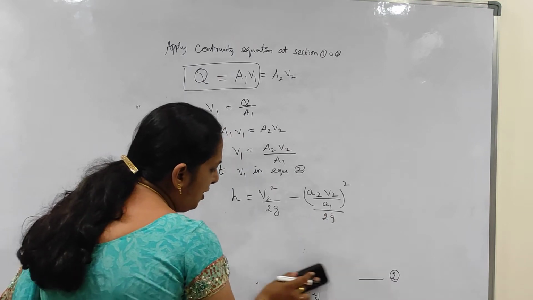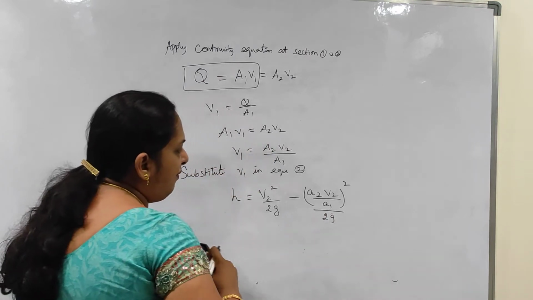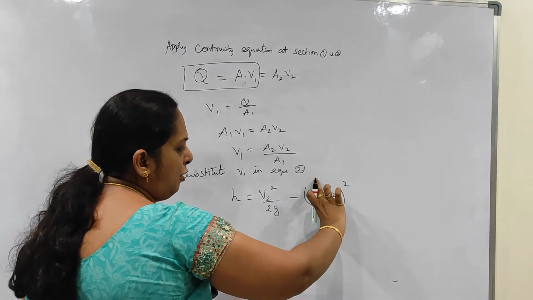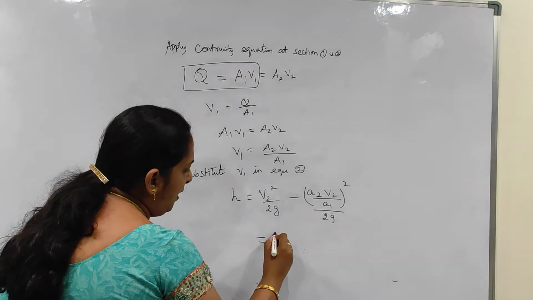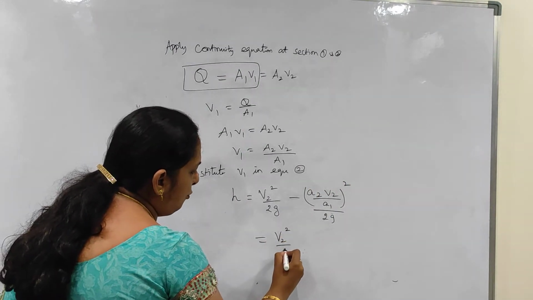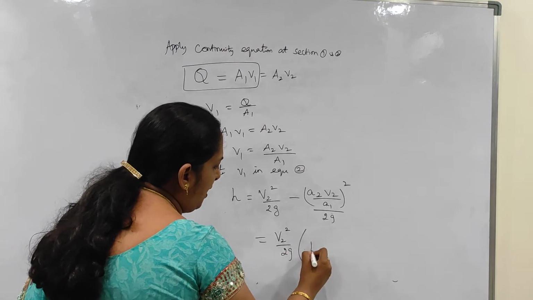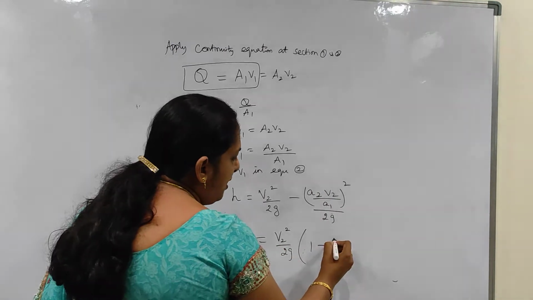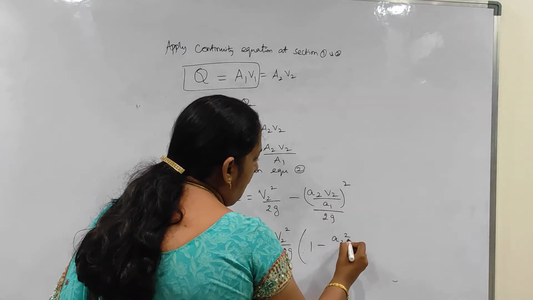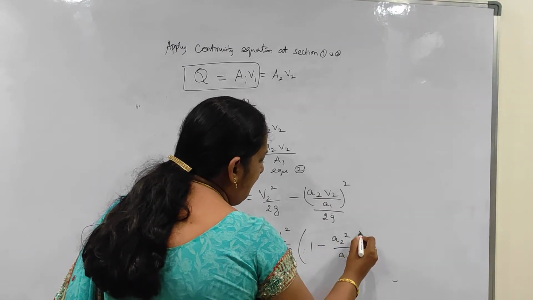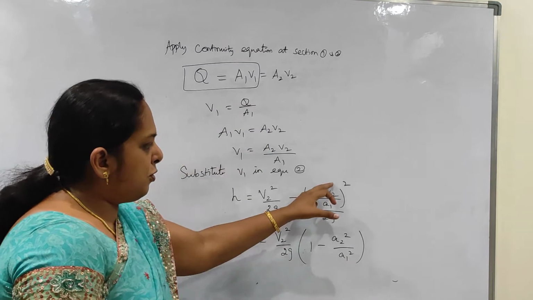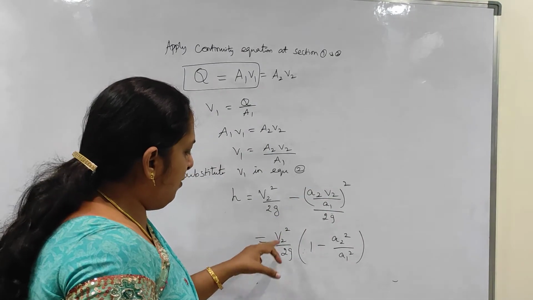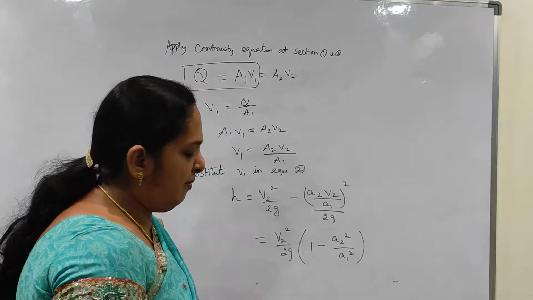Now I am going to take this V2 square by 2G outside, from here also. So it is V2 square by 2G, and when I take it outside, it will become 1 minus A2 square by A1 square. Am I right? V2 square by 2G has gone out, and we have taken it out.